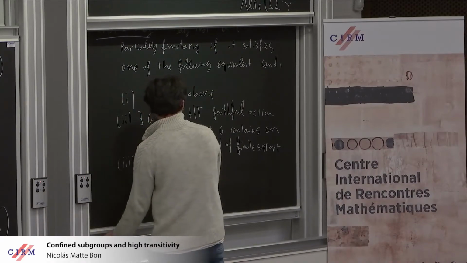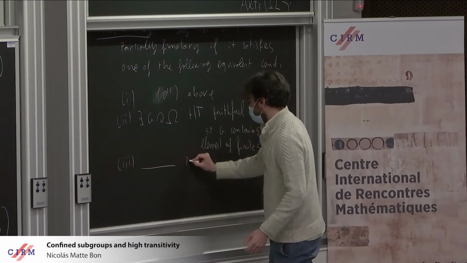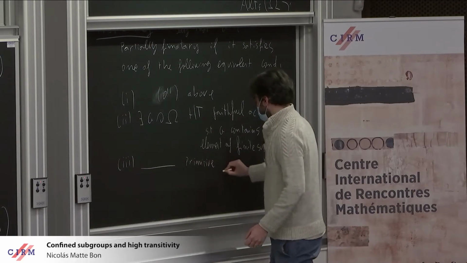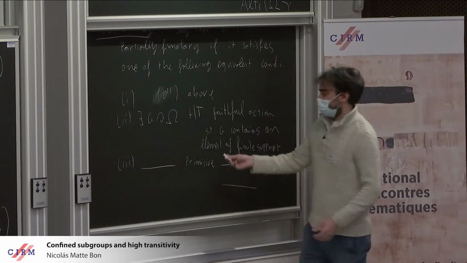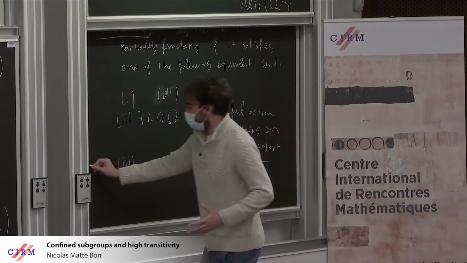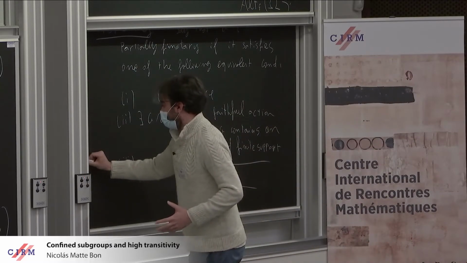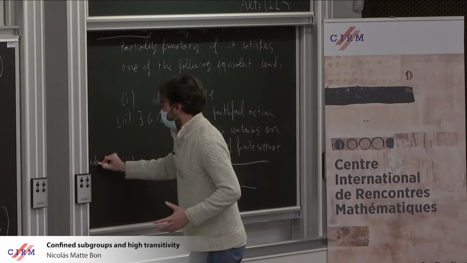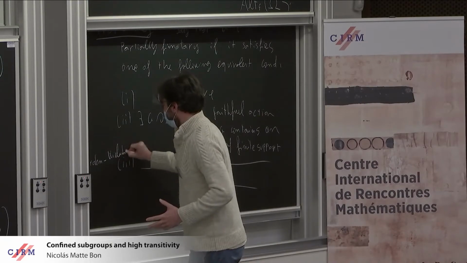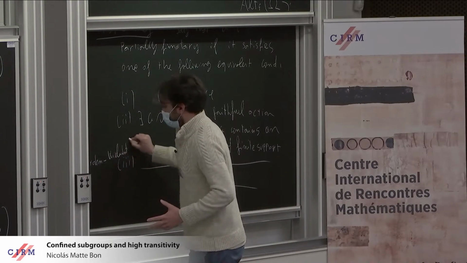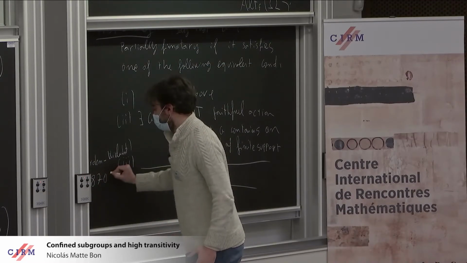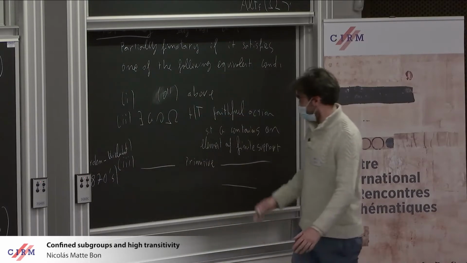I want to write the same, except that instead of highly transitive, I can just assume that the action is primitive. So primitive means that it does not preserve a non-trivial partition of omega. This is a classical theorem of Jordan, and rediscovered, I think, in the 70s, from the 19th century.